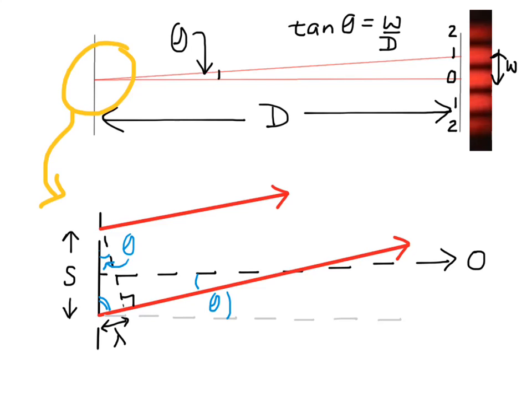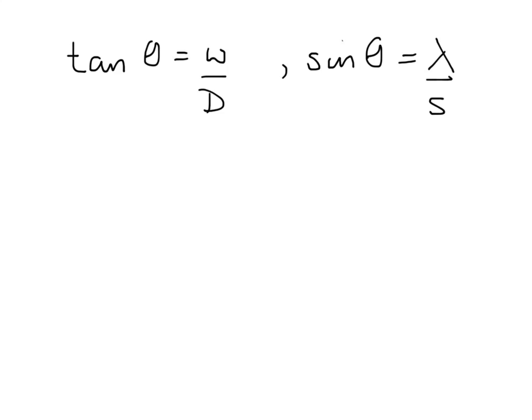So if we take this triangle once again, we've got theta in the corner, and we've got two distances that we know. So we can write that sine theta is the opposite, lambda, over the hypotenuse, s. So we've got a second equation: sine theta equals lambda over s. Okay, so two equations. Tan theta is w over d. Sine theta is lambda over s.